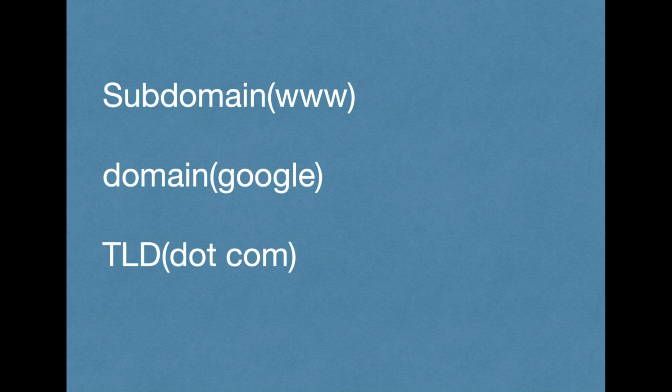Picture this, www.google.com. Seems straightforward, right? But did you know that each part of this web address serves a specific purpose? Join me as we break down the anatomy of a domain name. Every domain name has three primary parts: the subdomain, the domain, and the TLD.